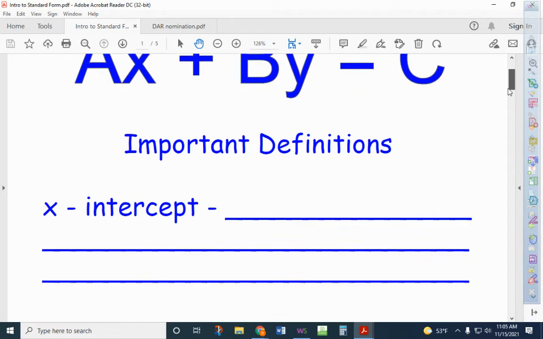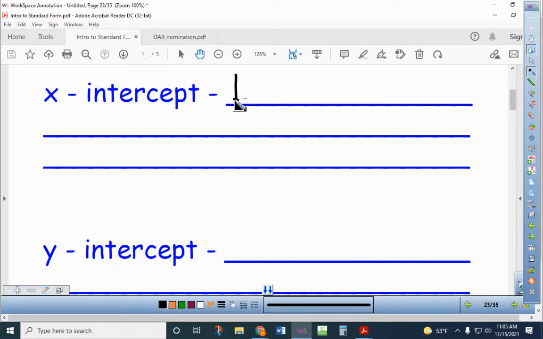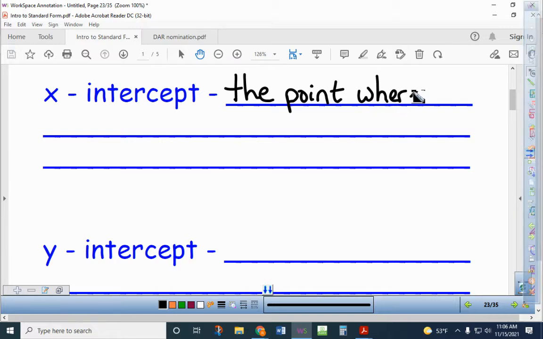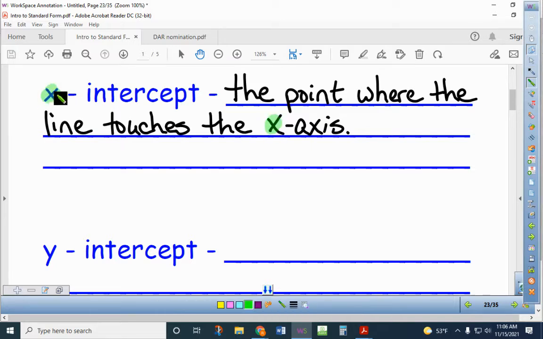Some important definitions when we're using these is x-intercept, and the x-intercept is the point where the line touches the x-axis. Now, notice the x value here and the x value here. Notice they're the same. Okay, so x-intercept is where it touches the x-axis. The y value will be 0.